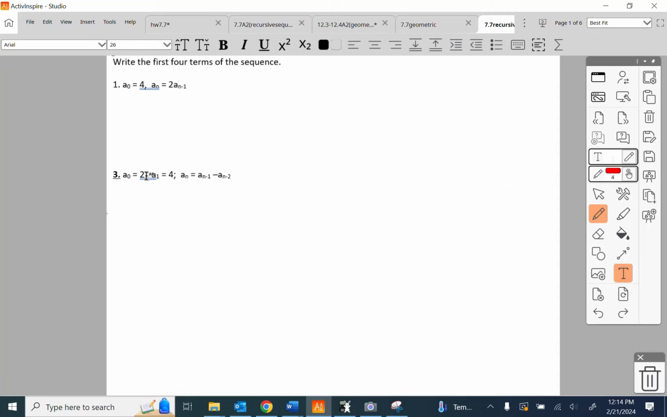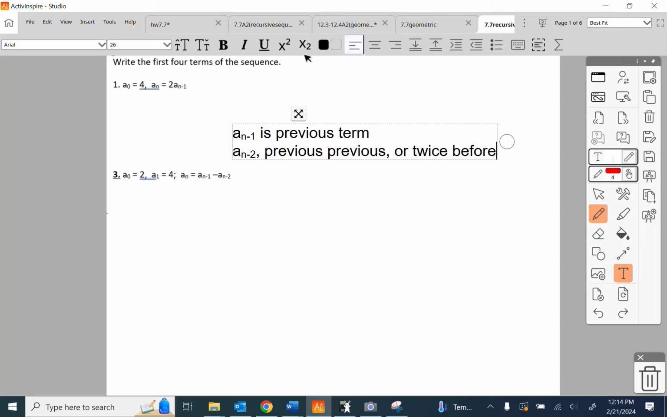All right, first one we have up here is 3, and you're supposed to write the first 4 terms of this sequence. It's kind of a funny looking one. It's got a sub n is a sub n minus 1 minus a sub n minus 2. So I talked about in class that a sub n minus 1 is the previous term. So a sub n minus 2 has to be the term before that, or twice before. However you want to think about it. It's the before term, the before term.